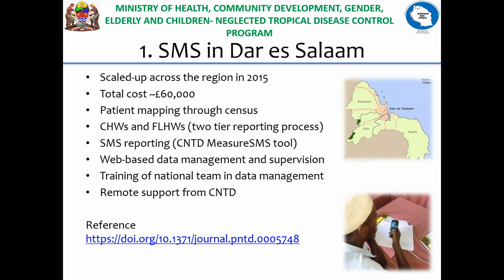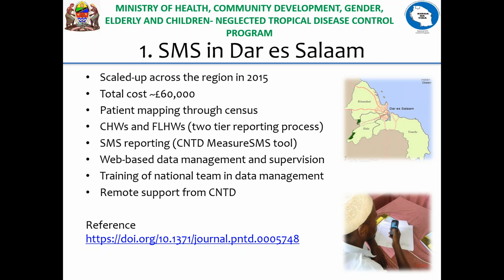So one by one, now coming to the SMS method, where we have done it in Dar es Salaam. This was done in 2015, and it was quite costly. It costed around 60,000 sterling pounds. And we did patient estimates by mapping through census. Community health workers and frontline health workers were the ones who were recording the data.